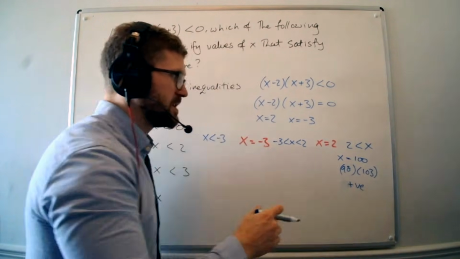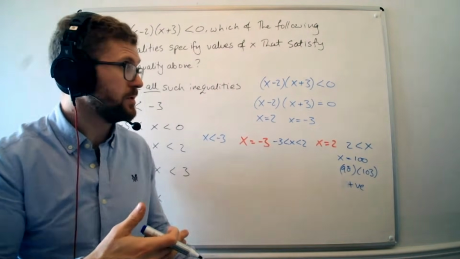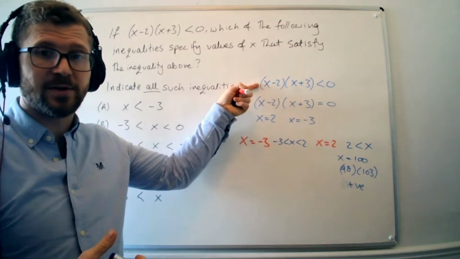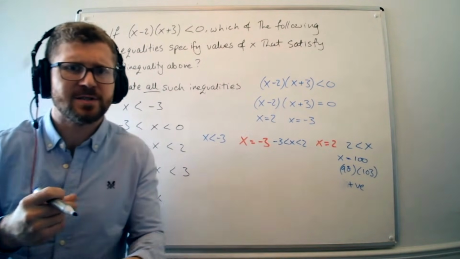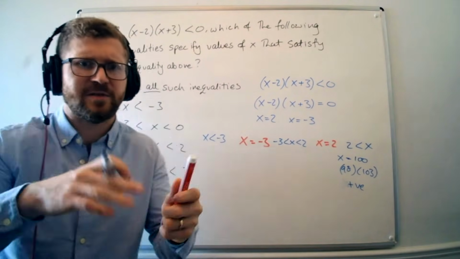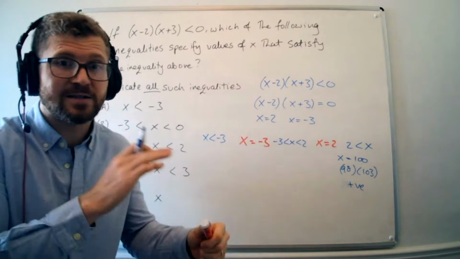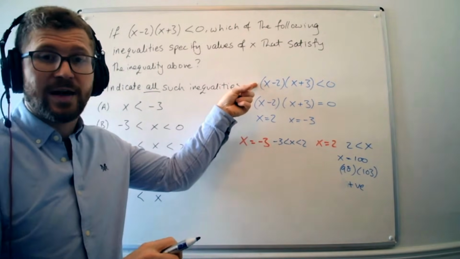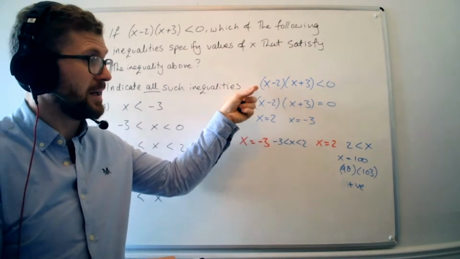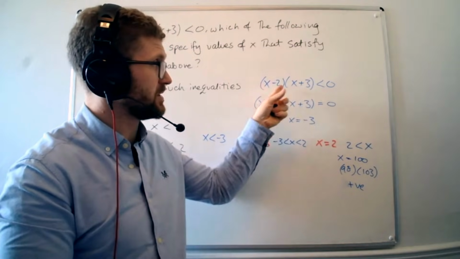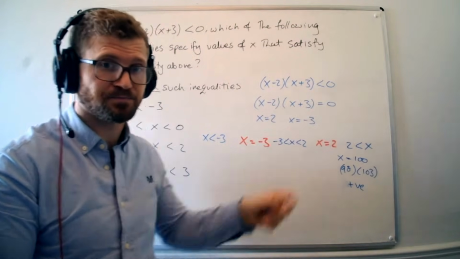And so what I can say is that when x is bigger than 2, this inequality is going to be positive. Now, you can go and check that with some other numbers. Try x is 10, x is 5, x is 20, whatever you like. As long as x is bigger than 2, that inequality is going to be bigger than 0. And I'm not looking for this section because I'm looking for when the inequality is less than 0.